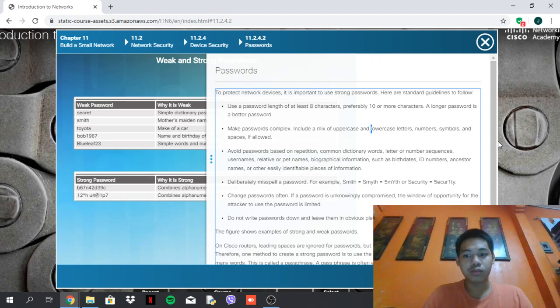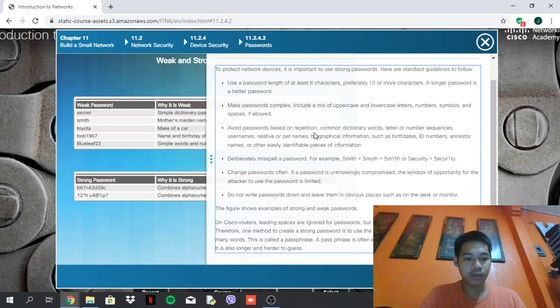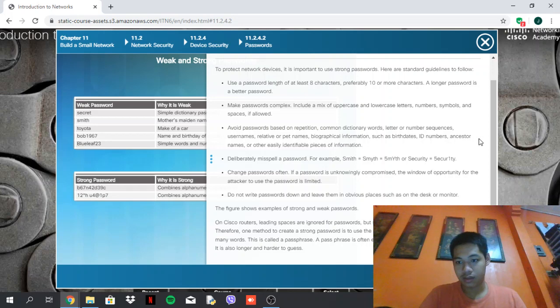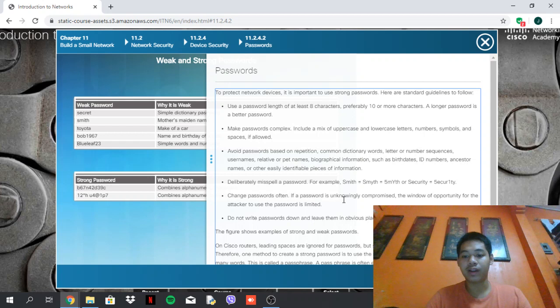On how to create a password that is really strong: use a password length of at least 8 characters, preferably 10 or more characters. Longer password is a better password. Avoid passwords based on repetition or common dictionary words. Change passwords often in case a password is unknowingly compromised. Don't write passwords down and leave them in obvious places.